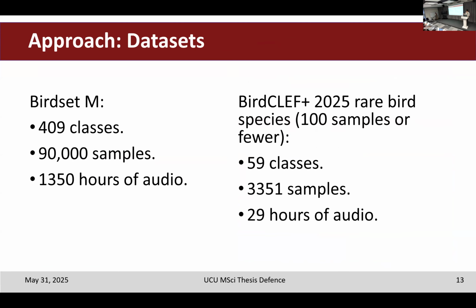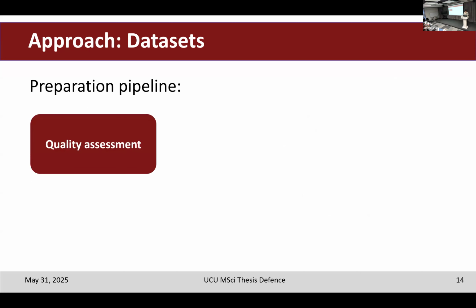So we'll start with datasets. Our approach builds on two key datasets. It's BirdSet subset M. It consisted of 400 species and 1,300 hours of audio. And also the BirdCLEF competition rare bird species subset. So it is just species with 100 samples or fewer in the dataset. It is almost 60 species and 30 hours of audio. Both datasets are prepared for classification.